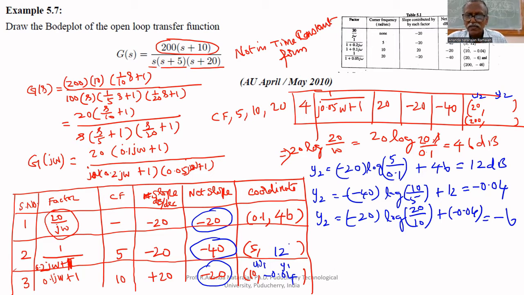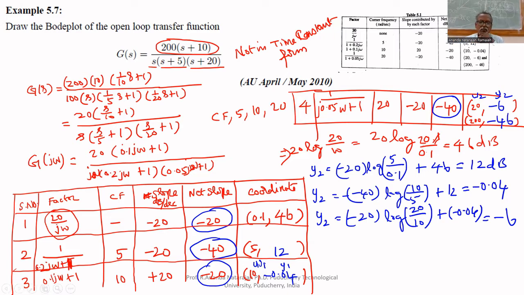Now for 200, it is simple. For 200, what is the slope? After that corner frequency, it is minus 40. We have to add: here it is minus 6, minus 6 minus 40, minus 46.